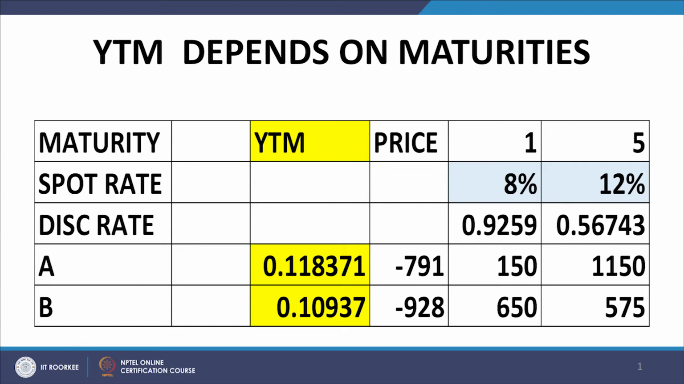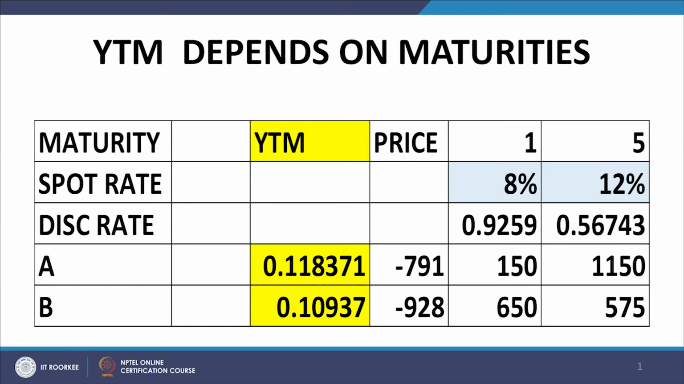Both the bonds A and B have a maturity not of 2 years, but of 5 years, and the spot rates are 8% for 1 year and 12% for 5 years. And the interest payments are 150 at the end of the first year and then 150 at the end of the fifth year. So, there are only two interest payments, 150 at the end of the first year, 150 at the end of the fifth year.